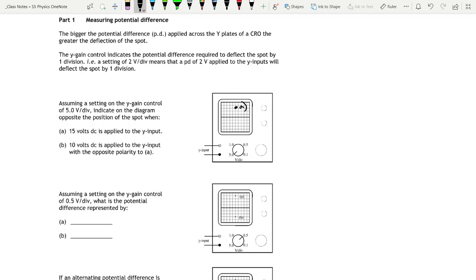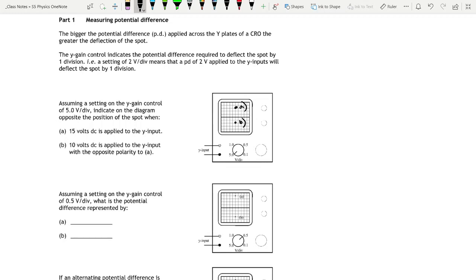Part B, 10 volts DC is applied to the Y input with the opposite polarity to A. So that means going down instead of up. We've gone up first of all, 3 squares. So this time it's 10 volts. So 5, 10 there. Get rid of that first spot just so we don't confuse anyone. So it's 2 squares down, in the opposite direction.